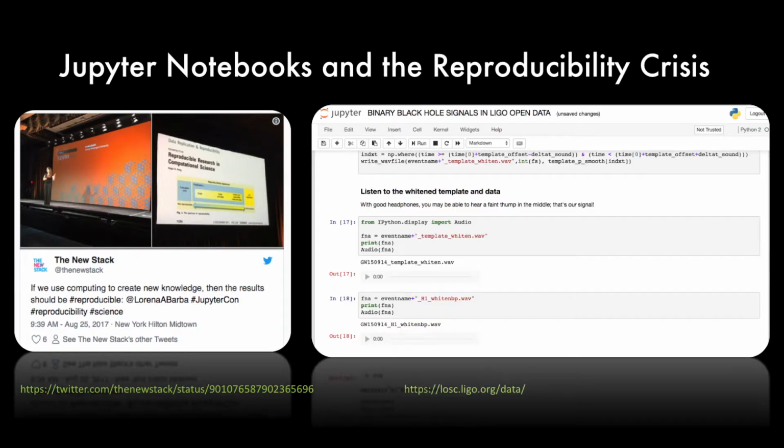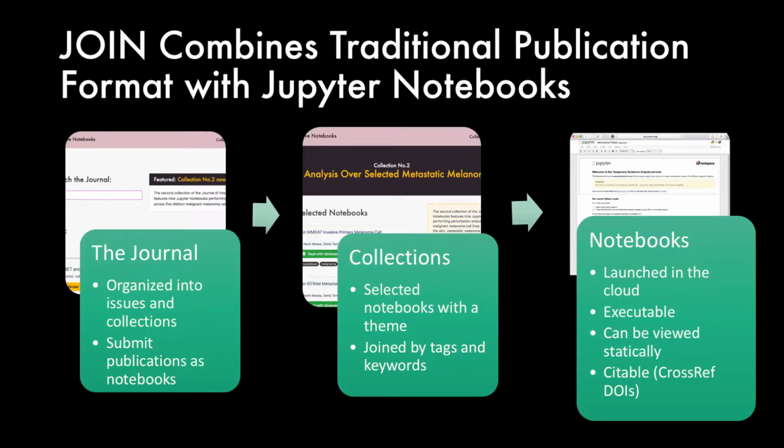And a good example of this is LIGO, which has been created to monitor gravitational waves. Not only is all their data publicly available, but for each publication, Jupyter Notebooks running Python are added. You can run these notebooks yourselves and check out a binary black hole system and listen to gravitational waves. JOIN takes this a step further and combines the traditional publication format with Jupyter Notebooks.